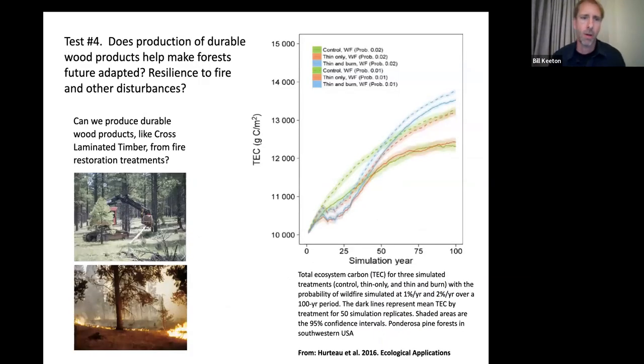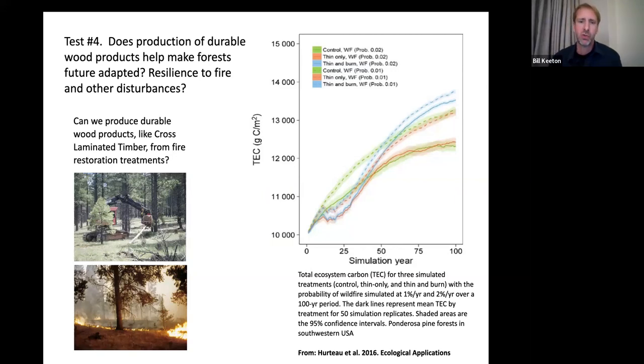And I know I'm almost out of time, so I'll just finish up with the next couple of slides really quick. This has gone on far longer than I meant it to. So we're onto the last test now. I'll try to do this one quickly. Test number four, does the production of durable wood products help make forests future adapted and resilient to disturbances and other risks.